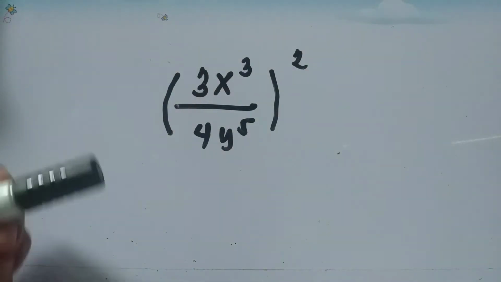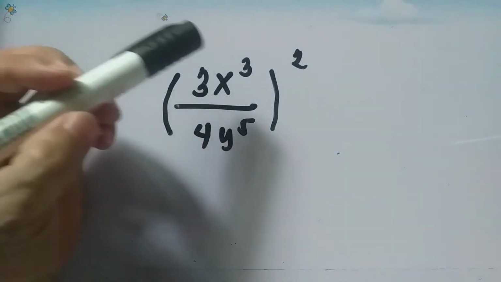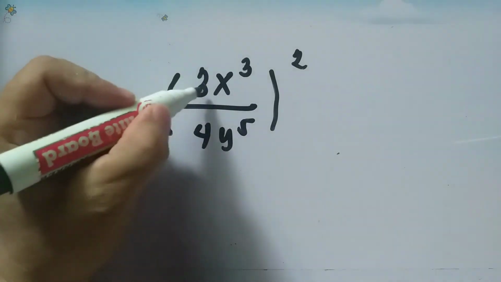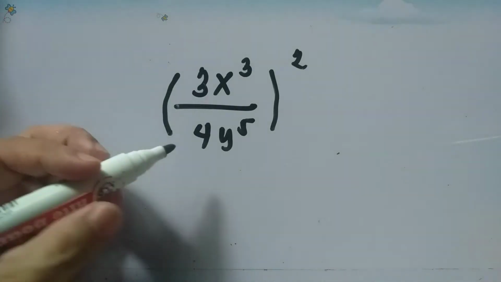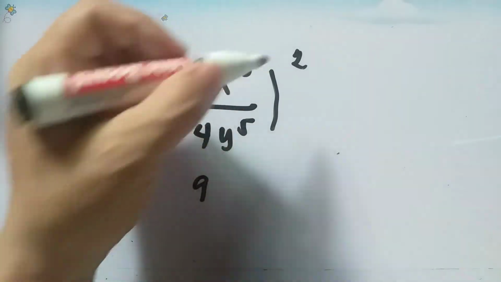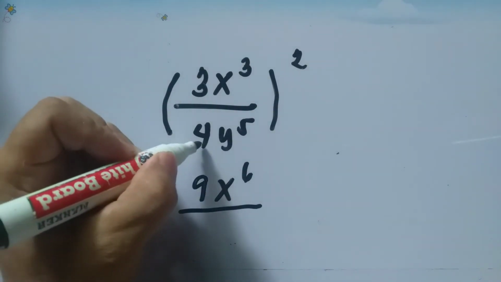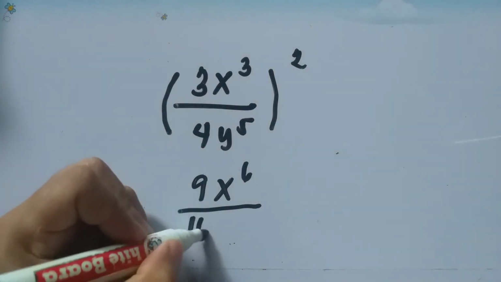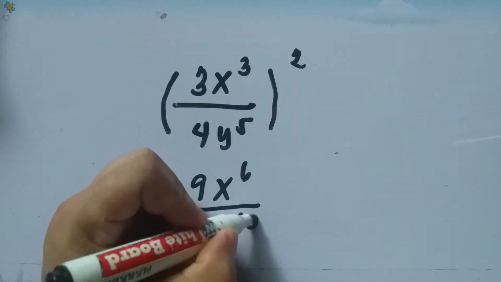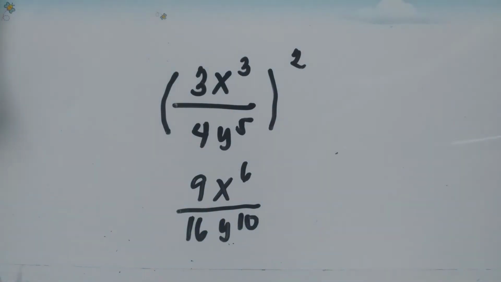Let's have another given. We have 3x cubed over 4y to the 5th, squared. So first, we have to square 3. So 3 squared is 9. Then x cubed squared is x to the 6th over 4 squared is 16. Then y to the 5th squared is y to the 10th. So we have 9x to the 6th over 16y to the 10th.